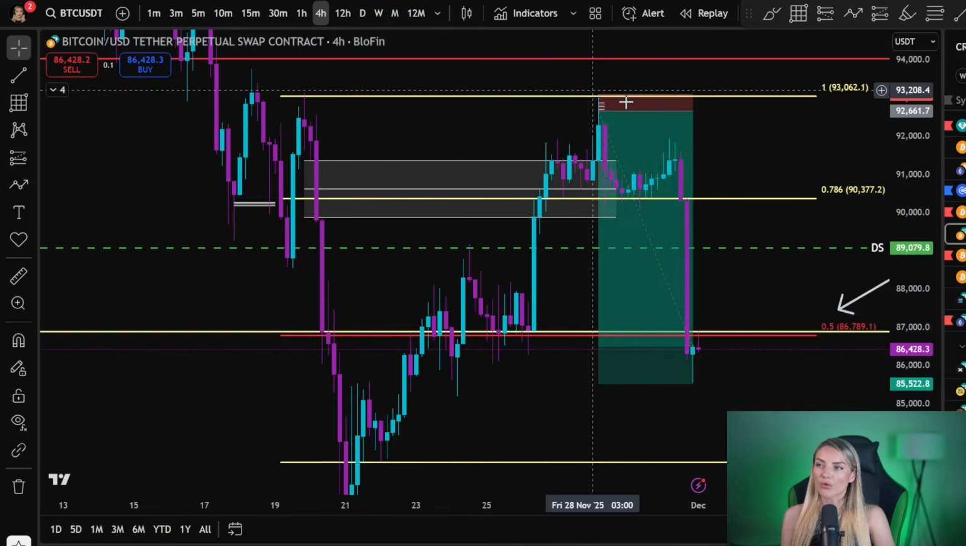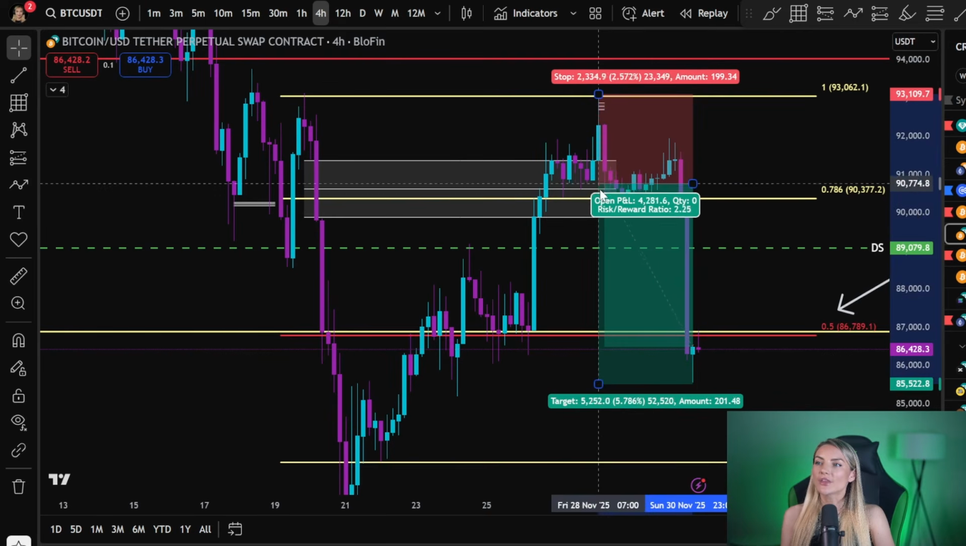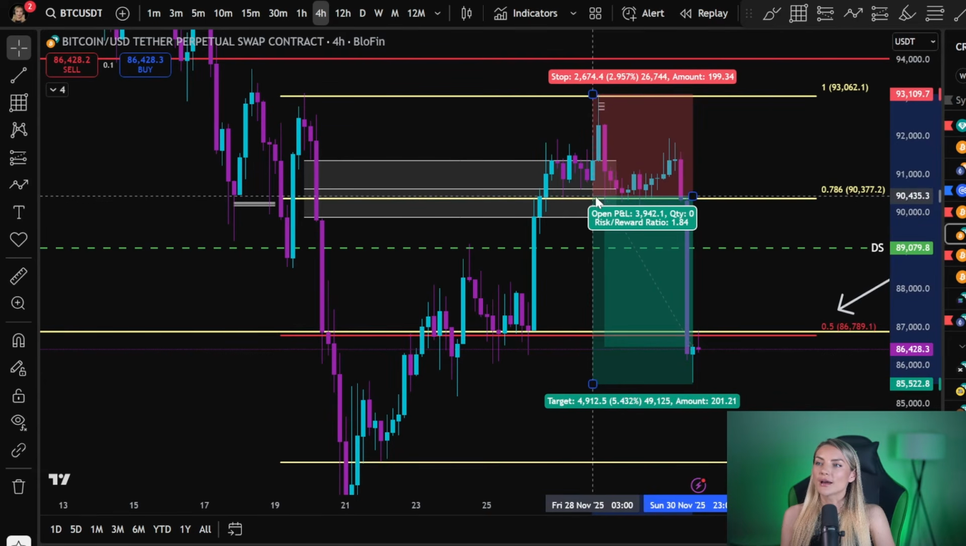But again, even if you wanted to short at the 0.786, all you needed to do is put your stop loss above the 1 and always target the first take profit at the 0.5. So in that case, if you have done that, this would have been a roughly 1 to 2 trade down here, or 1 to 1.5 R.